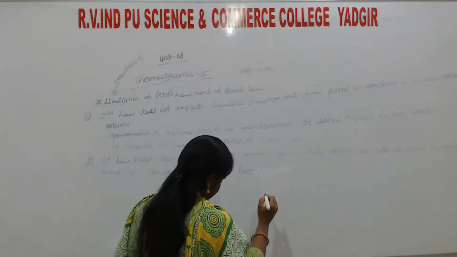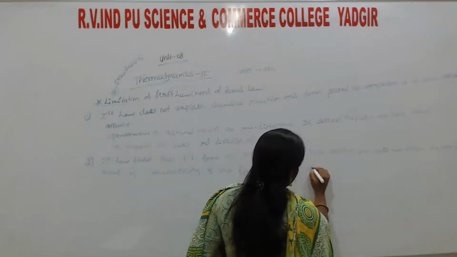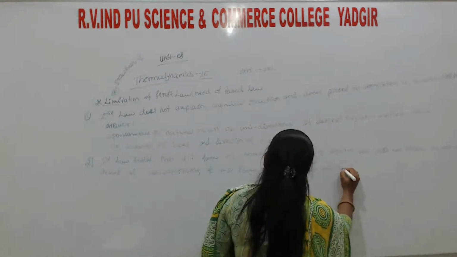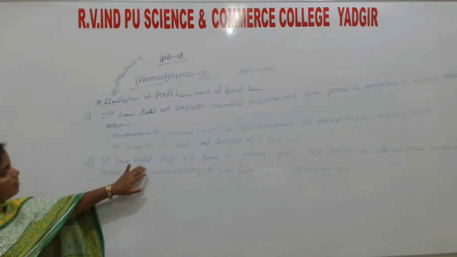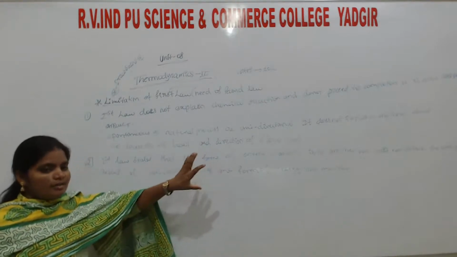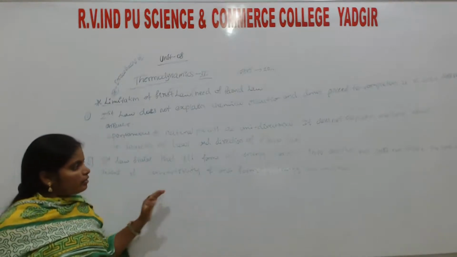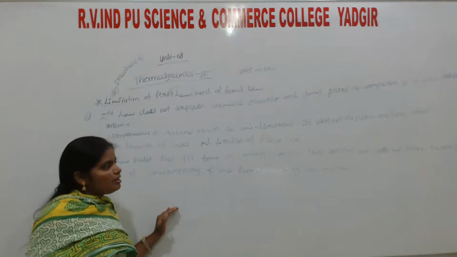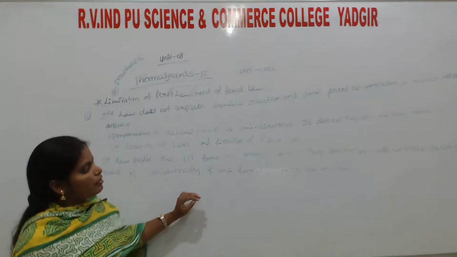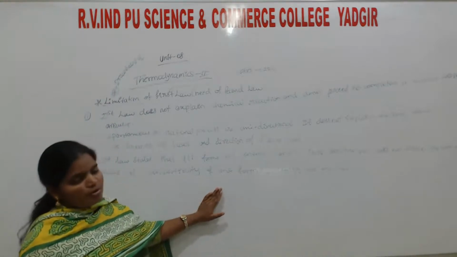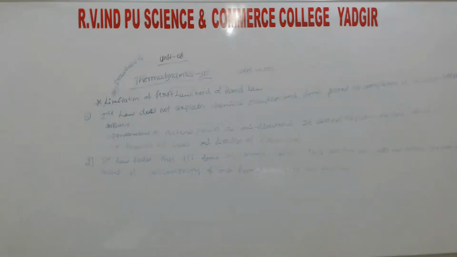One form of energy into another. Here, the first law states that it only changes energy from one form to another form, but it does not explain or define the case or the extent of convertibility of one form of energy into another form of energy. This is the second limitation.